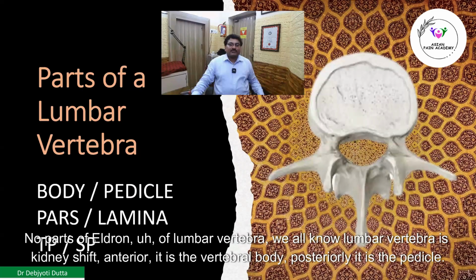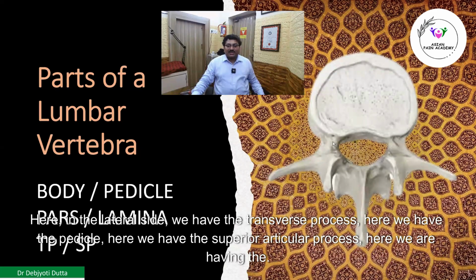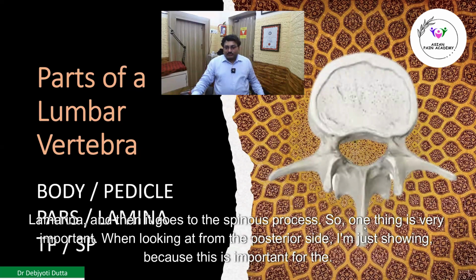Now, parts of the lumbar vertebra. We all know the lumbar vertebra is kidney shaped. Anteriorly, it is the vertebral body. Posteriorly, it is the pedicle. Here, on the lateral side, we have the transverse process. Here, we have the pedicle. Here, we have the superior articular process. Here, we have the lamina, and then it goes to the spinous process.